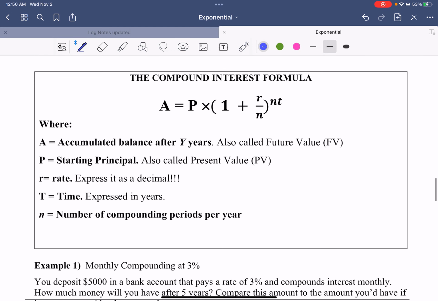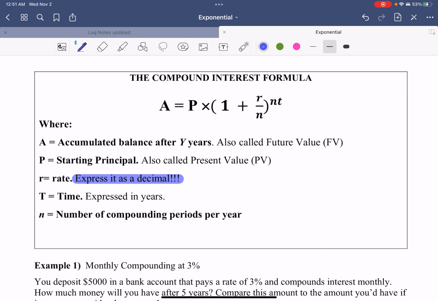Before we do that, I'm going to start with the formula. So this is the compound interest formula. You do have access to this formula on your formula chart. It is A equals P times (1 plus r over n) to the power of n times t. A is the accumulated balance after t years, also called the future value. P is your starting principal or the present value. r is your rate. I put here that you need to express it as a decimal. That is very, very important. So the question will usually give you a percent, and then you have to convert it to a decimal.